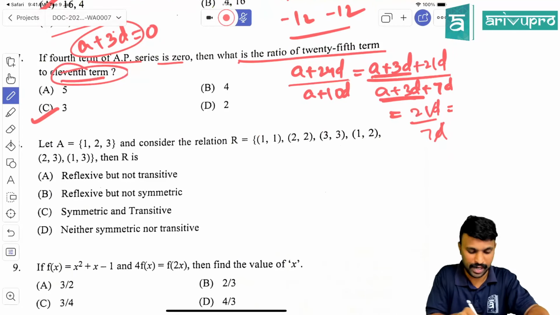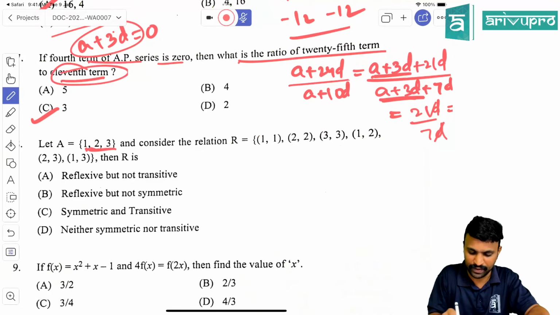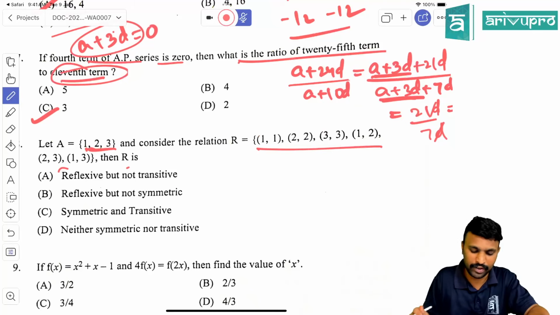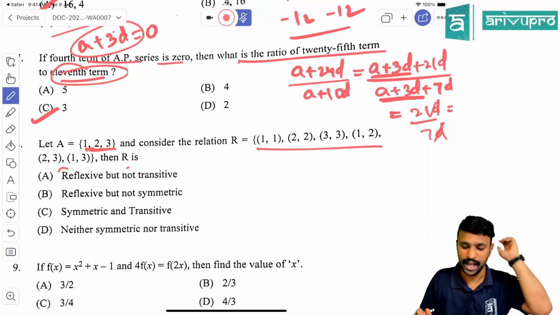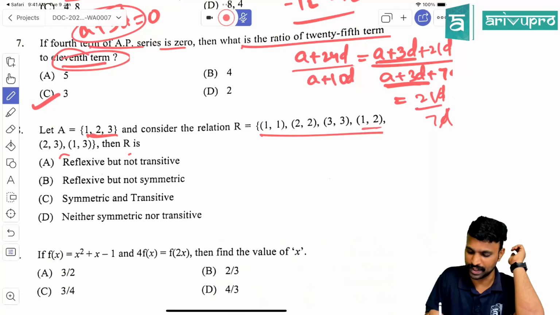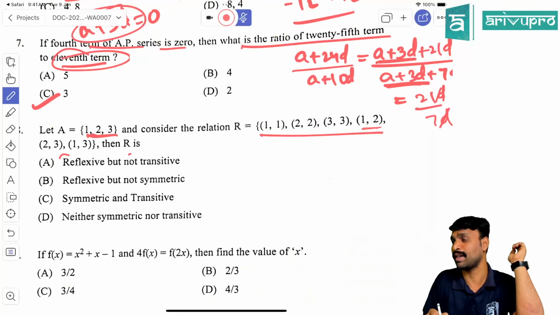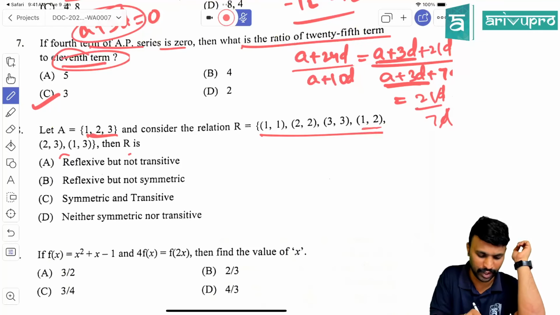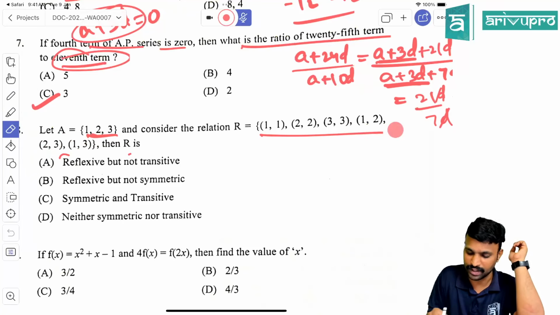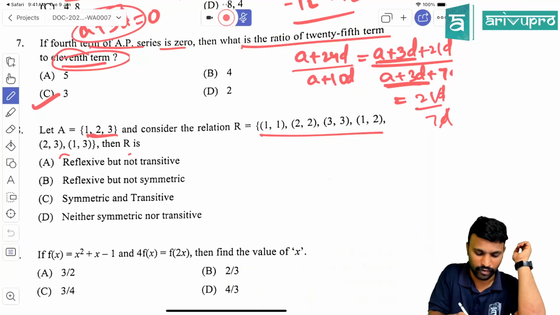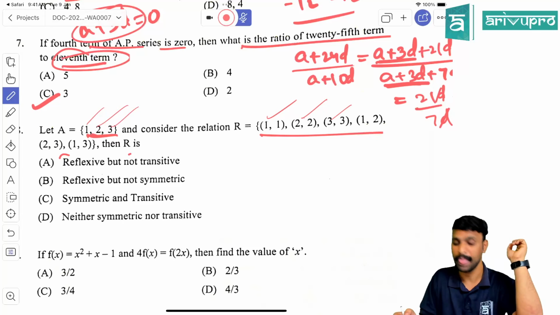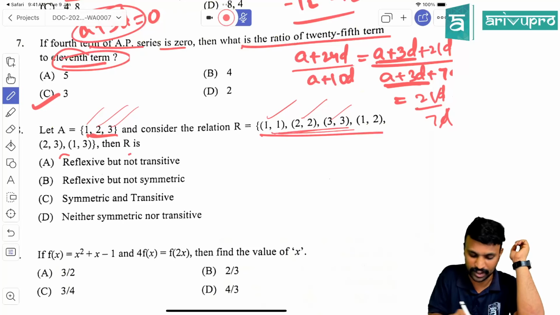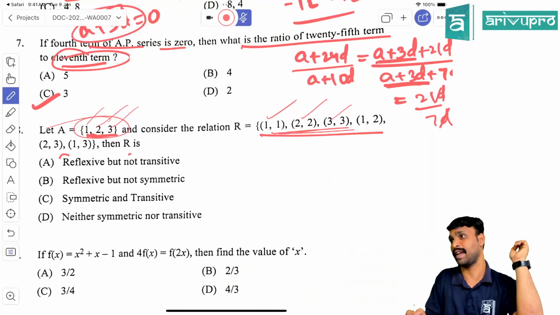Moving on to the next question. If set A is given and the relation is also given, then we have to find out what sort of a relation it is. Guys, first of all, if you see 1 comma 2 is there, is there a 2 comma 1? No, 2 comma 1 is not there, so it is not symmetric. Yes or no? Even 2 comma 3 is there, but 3 comma 2 is not there, so it is not a symmetric relation. Now is it reflexive? For 1 there is 1 comma 1, for 2 there is 2 comma 2, for 3 there is 3 comma 3. Yes, it is reflexive, because for all elements the reflection is present.